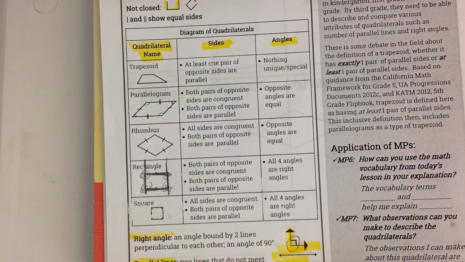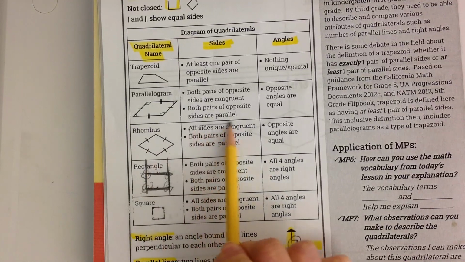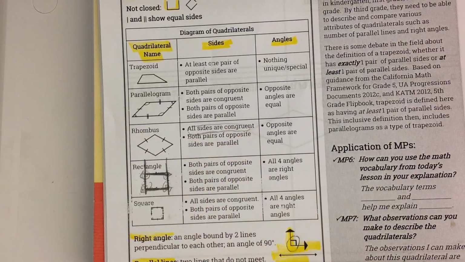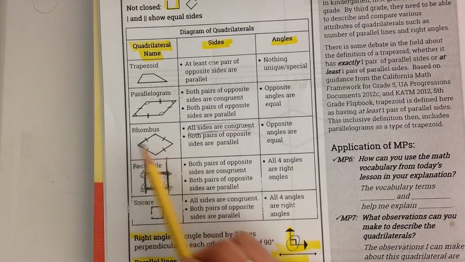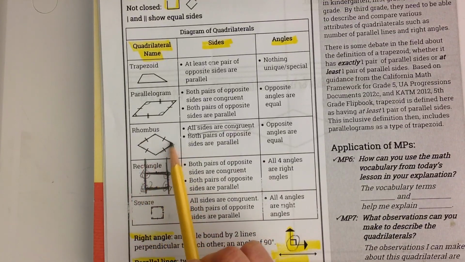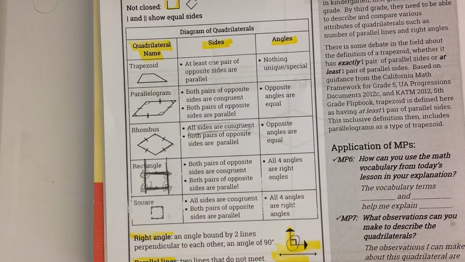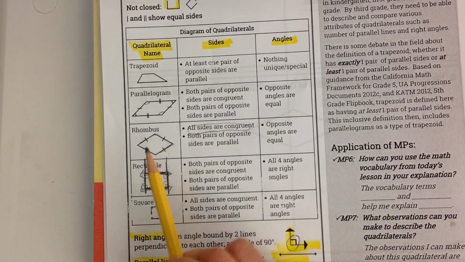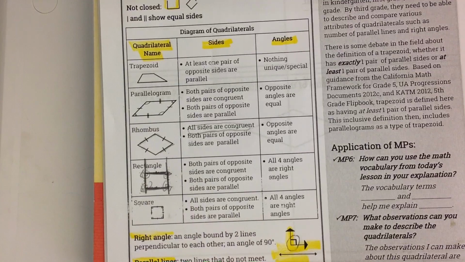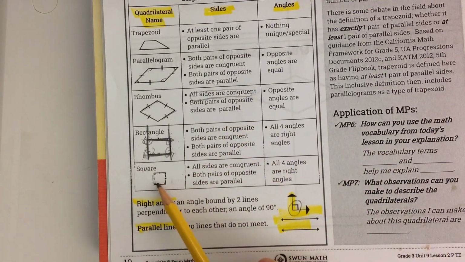And then if I want to think about congruency, I could look at my rhombus here. Okay, and it says all sides are congruent. So let's see, that means that they are the same size and they're of equal measure. So if I look at a rhombus, I know that every single side is the same size and that they're all equal to each other. Okay, same thing with a square. They're all the same size and they're all equal to each other. So all those sides are congruent.